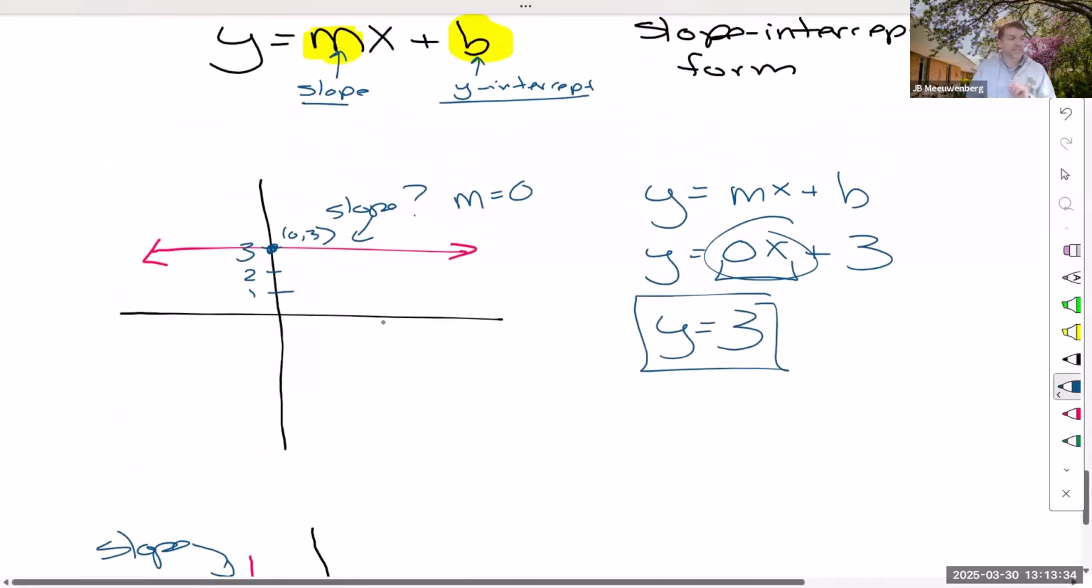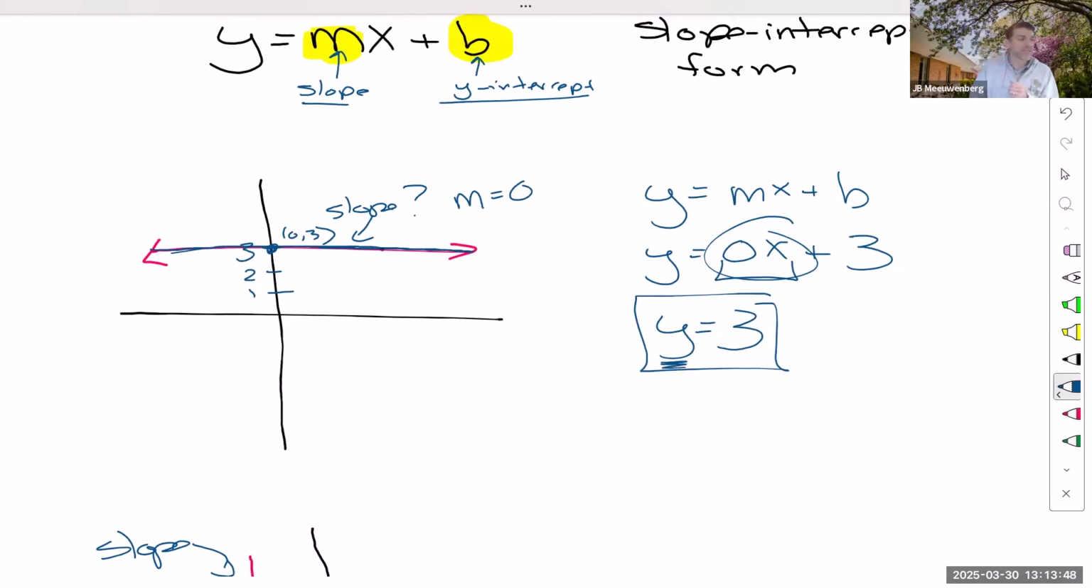Look at the problem we just did. The horizontal line was just y equals 3. And that's because every point on this line has a y value of 3. For instance, this point over here might be 5, 3. We already identified this point as 0, 3. And maybe this point right here is -2, 3. Every point has a y value of 3. And so the only rule for the equation is that y is equal to 3.